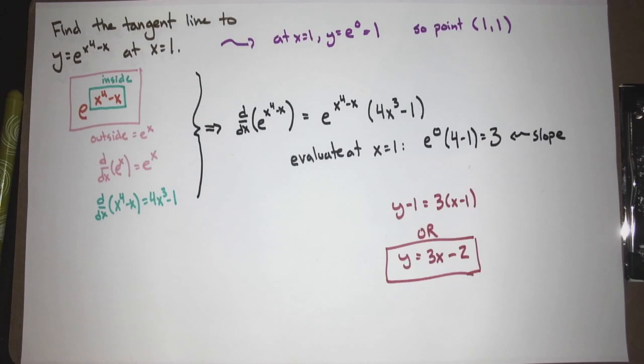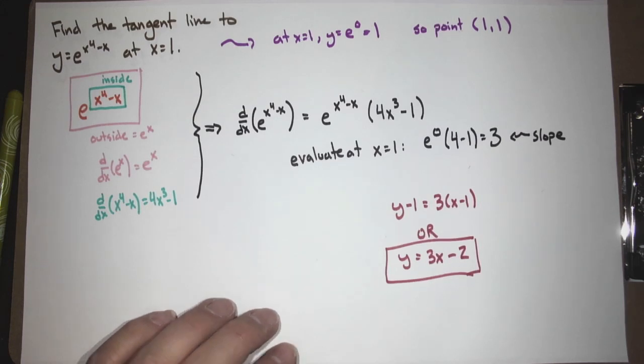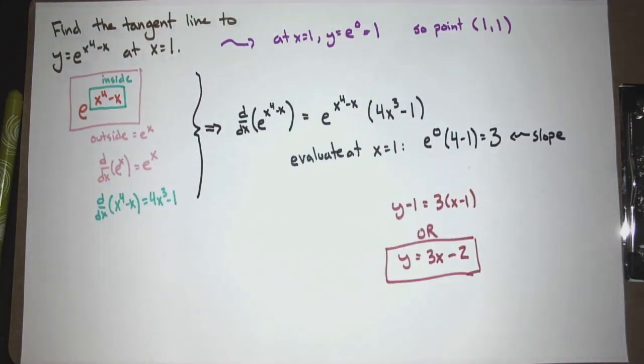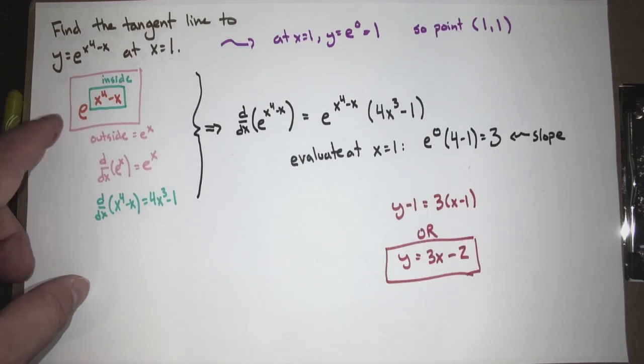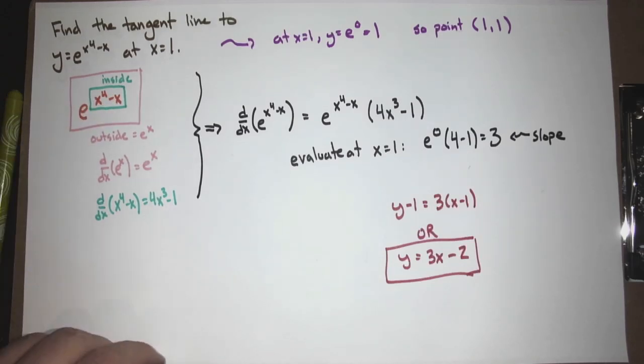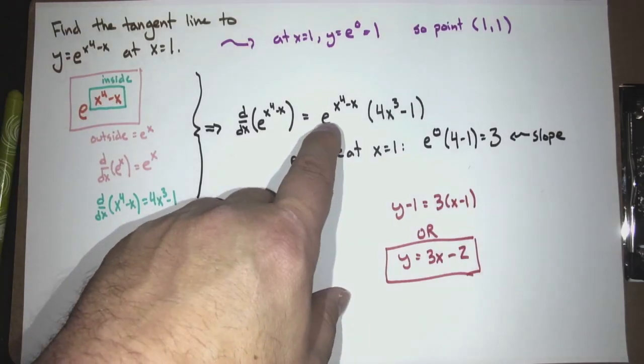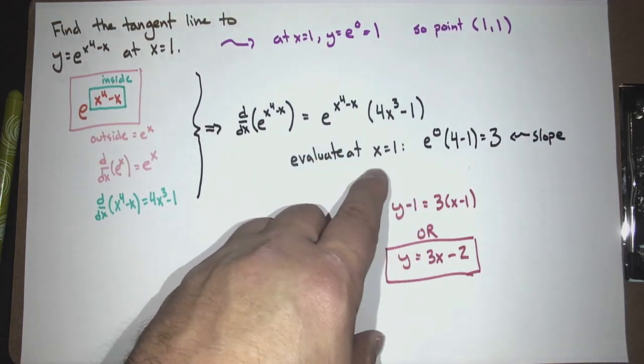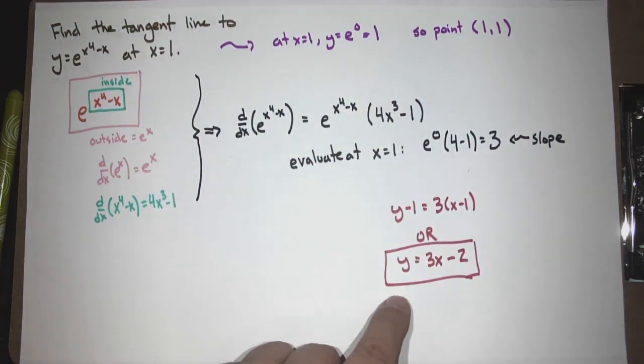Remember, tangent lines store, or if you like, have two pieces of information. So make sure you find the point. You plug in 1, you get e to the 0, which is 1. So our point is (1, 1). We can see our inside and outside functions. So the derivative is e to the function, times the derivative of the function. Again, plug in 1, we get our slope is 3. Point and slope, get our line. Life is good. Any questions on this problem?